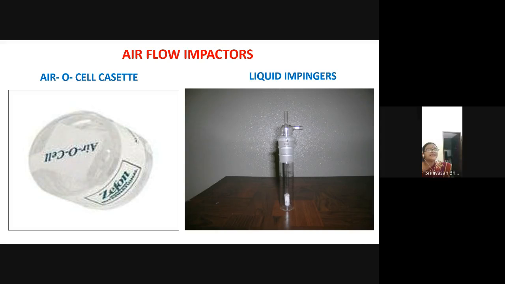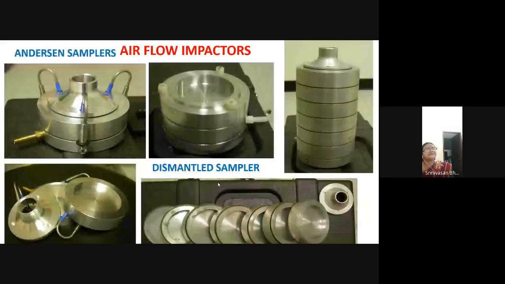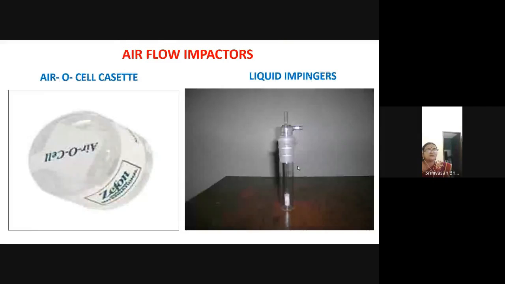There is an inlet tube. At the other end of the inlet tube, you can see a cushion which helps in the safe landing of the microorganisms so that they do not lose viability. This is connected to the vacuum pump, and it is also operated at 15 liters per minute. So this is called the liquid impinger, which also falls under the airflow impactors.